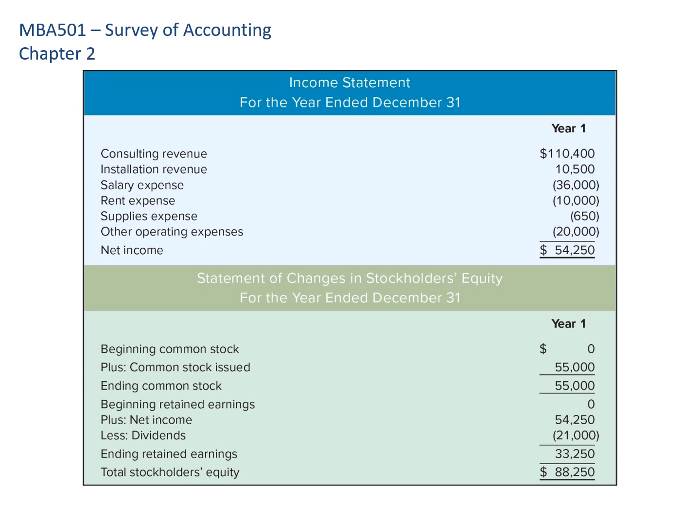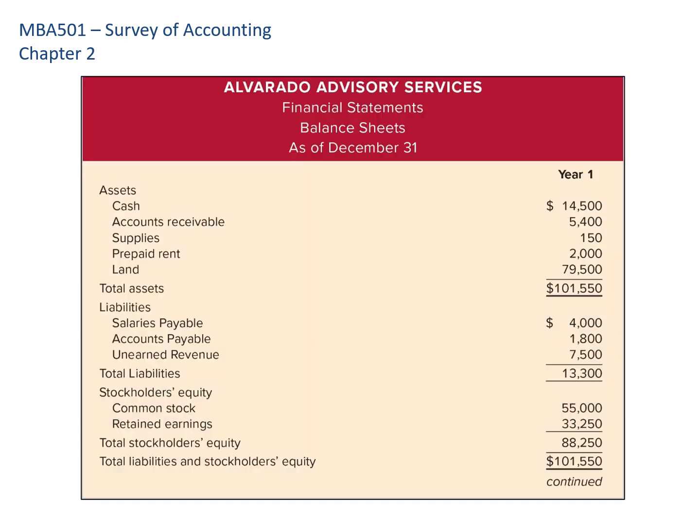So that will produce an income statement like you see here. So now it's getting a little bit more complicated. We've got multiple types of revenue, multiple types of expenses. And again, some of these expenses are a result of those adjusting entries we made. So the rent expense and supply expense came from those adjustments we recorded. The net income of $54,250 flows down into the statement of changes in stockholders' equity.